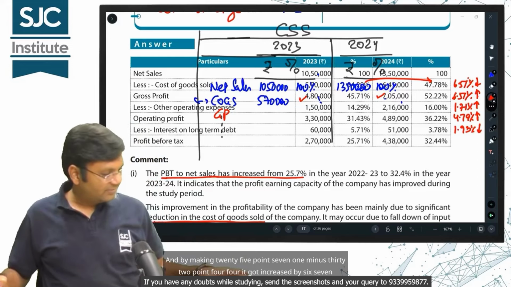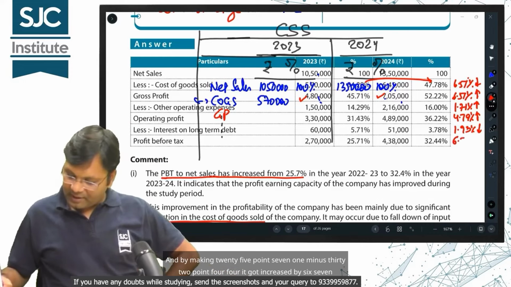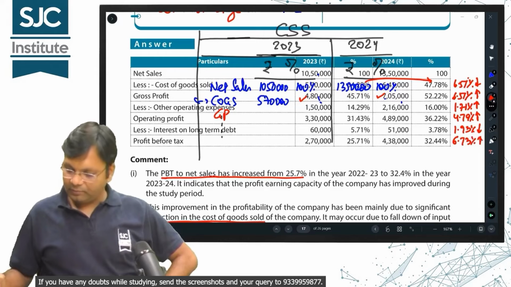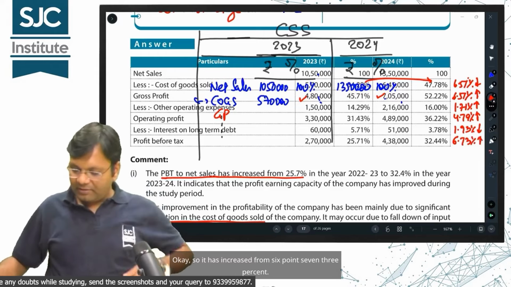And by making 25.71 minus 32.44, it got increased by 673%. Okay, so it has increased from 6.73%.